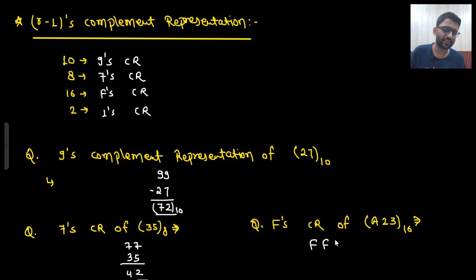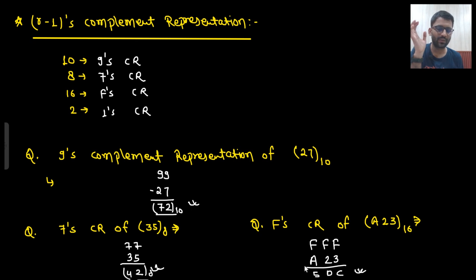So f's complement, that means f minus each digit of A23. So 15 minus 3, that would be 12. And what is 12? C. 15 minus 2, that would be 13. What is 13? D. And 15 minus 10, that would be 5. So 5DC, that would be the answer. Okay. But these are not important at all. No one will ask you, and nowhere you will use it.